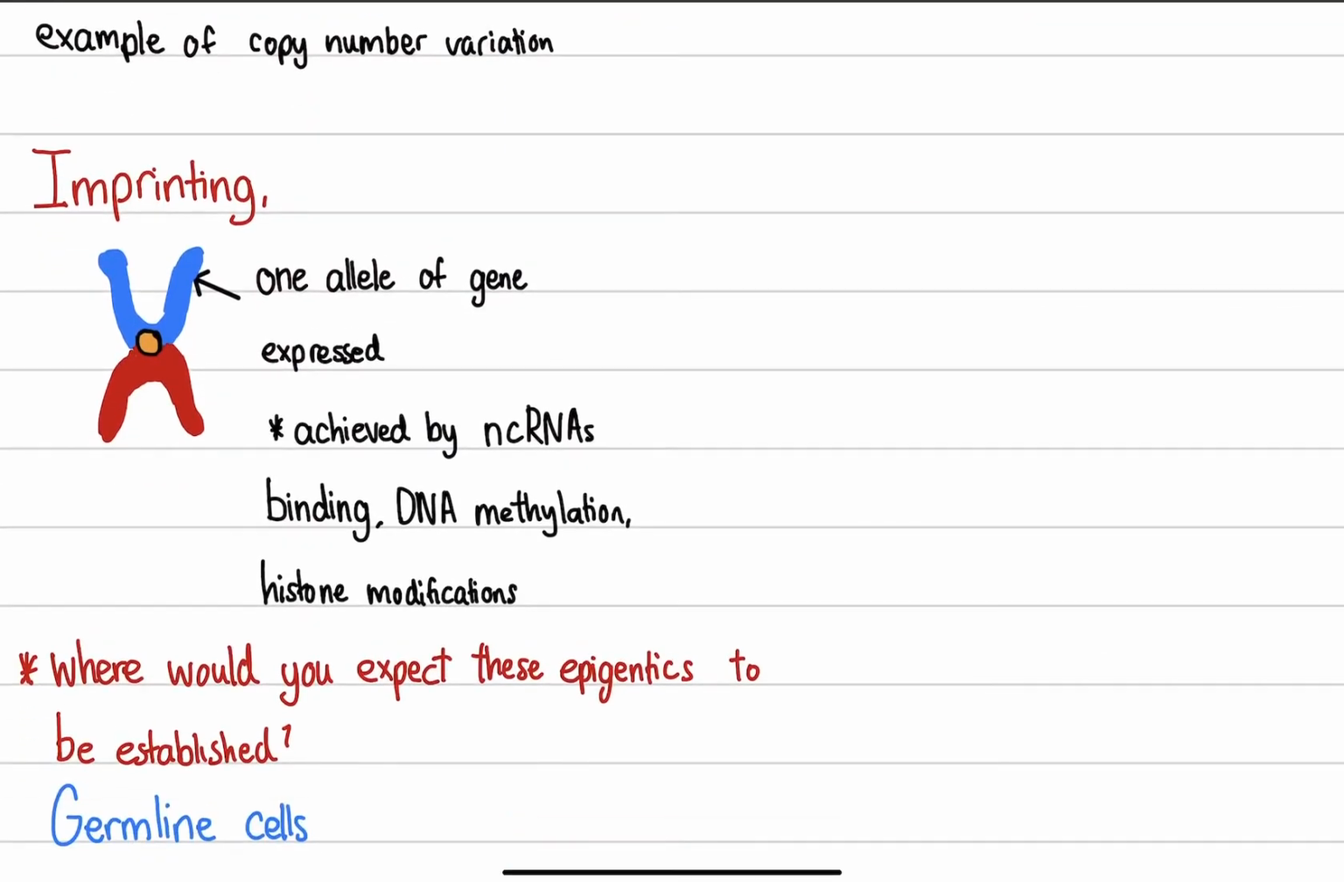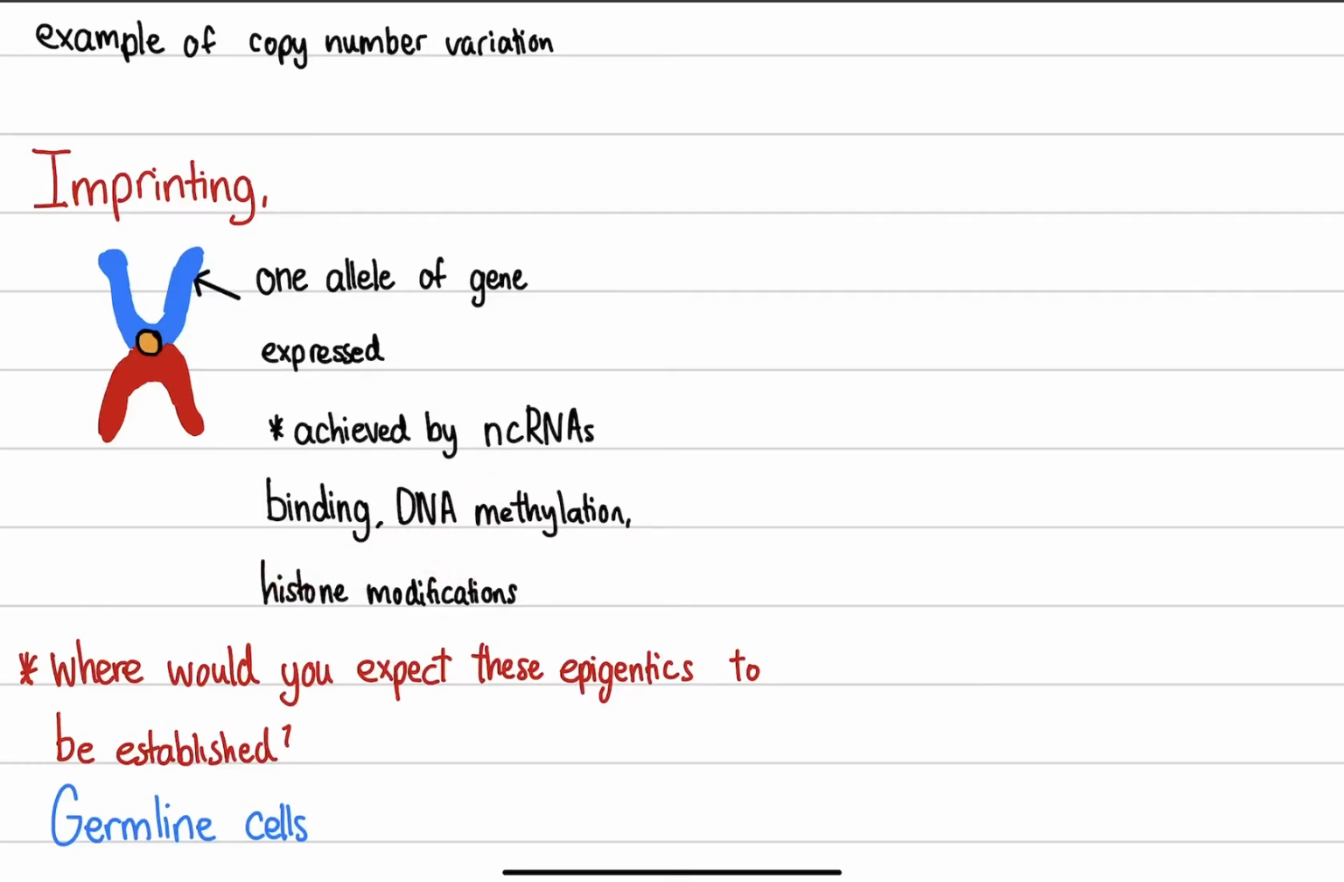Imprinting. Imprinting is the process by which only one allele of a gene is expressed. What I'm trying to say is, let's say there's a gene inside me that is only expressed from my dad's side, and that means the allele that's being passed on from my dad to me is being expressed, and my mom's allele is there but it's not being expressed. That is called imprinting, and that really is achieved by non-coding RNAs that are binding to the DNA, and also DNA methylation and histone modification.